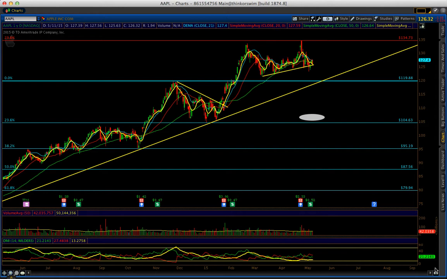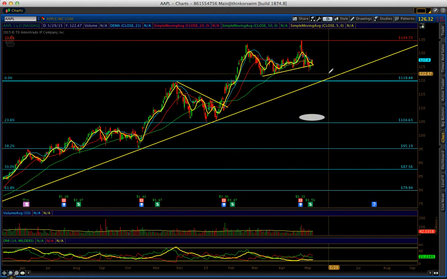Let's talk about the market. Let's start with Apple. Apple, as you can see here, looks more bearish than bullish, but ADX is very low, meaning this bear is very weak.